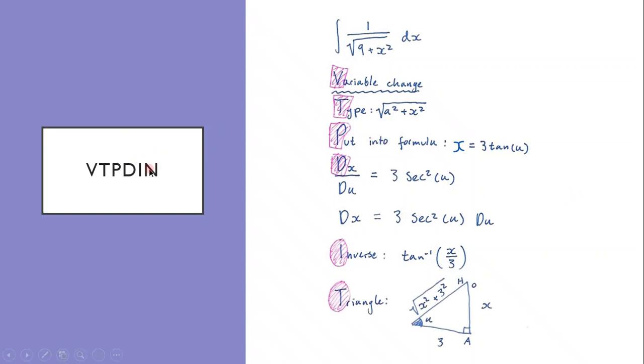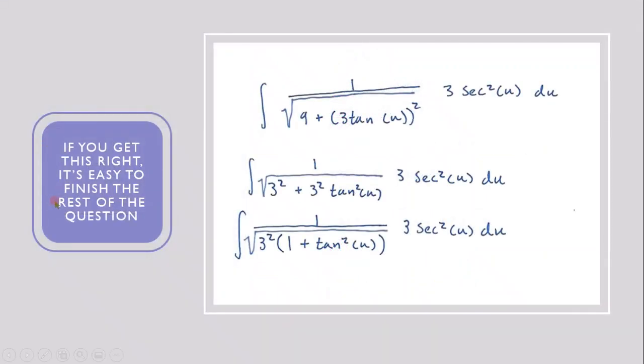So why does it say n? My goodness, I'm all over the place today. Very tired people die in, I don't know, some. Let me know in the comments. So if you get this right, it's easy to finish the rest of the question.